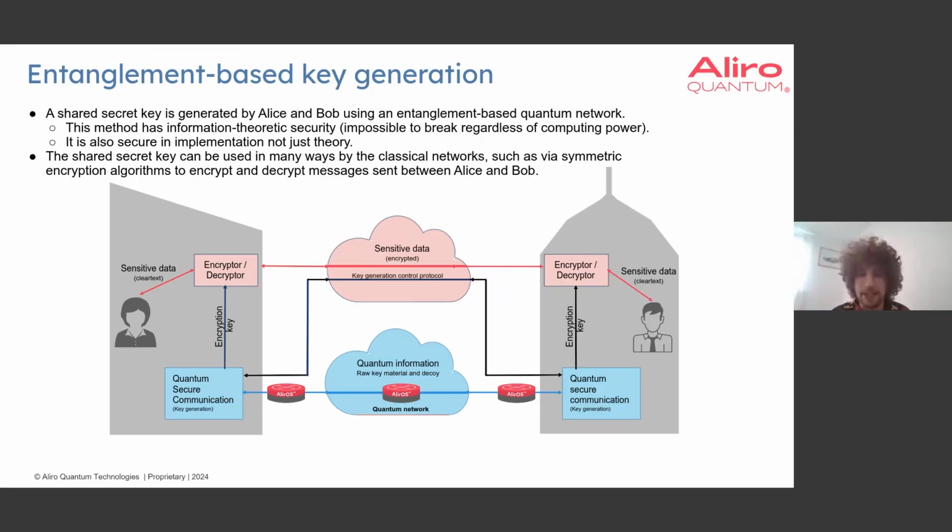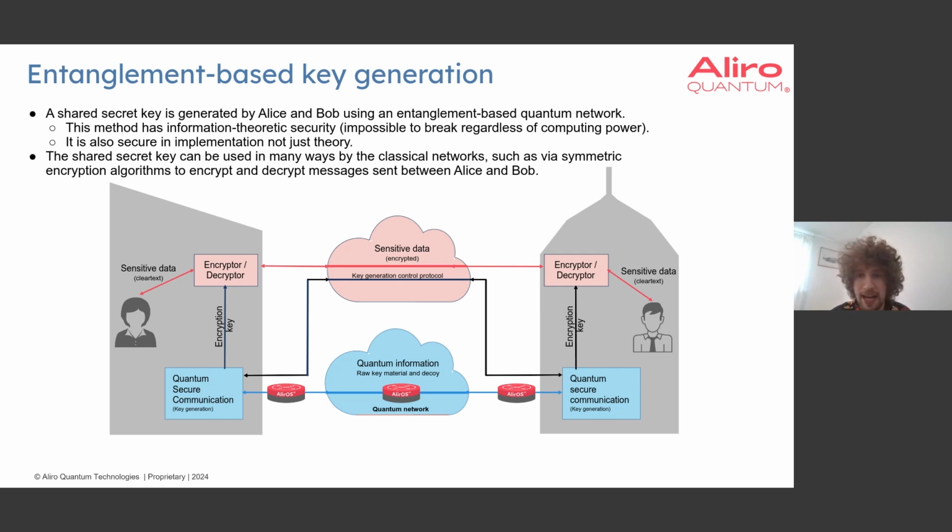The shared secret key can be used in many ways by classical networks. We will give several such examples in a later slide, but in our example, Alice and Bob will use their shared secret key via a symmetric encryption algorithm, such as AES-256, to encrypt and decrypt messages and thus secure their communication.